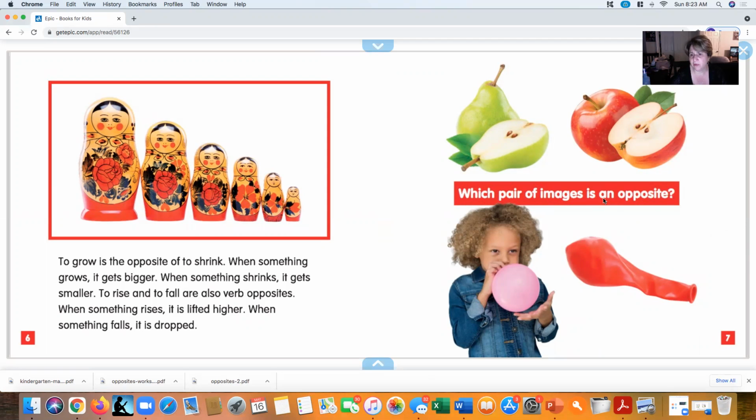It says, which pair of images is an opposite? Well, we have a pear here and an apple here, and they're both cut in half. They're both fruit. I don't see anything opposite about them, right? But let's look over here. What about this? The balloon. And this balloon, she's blowing it up. She's filling it with air. And in this balloon, there's no air in it. So it's flattened out. It's deflated. Okay? This one's blown up. This one's deflated.